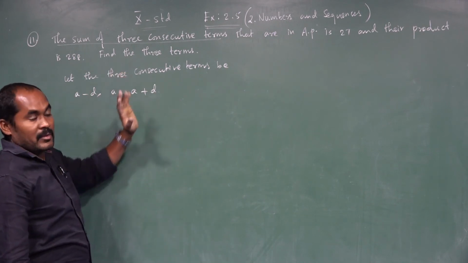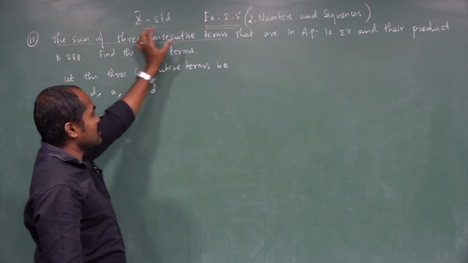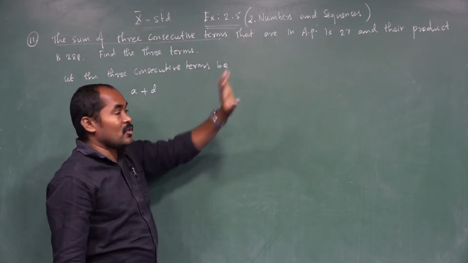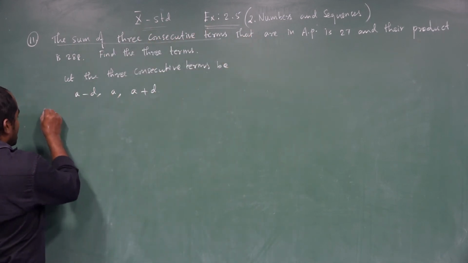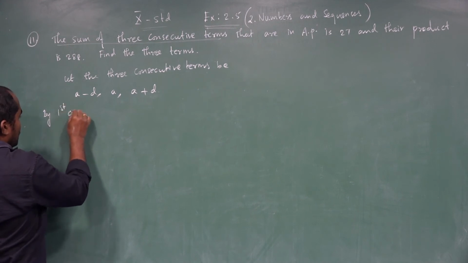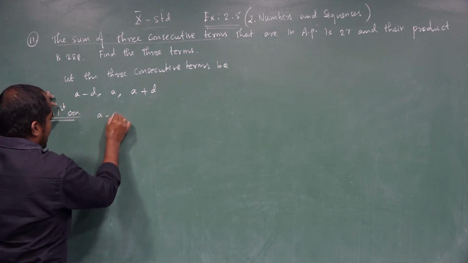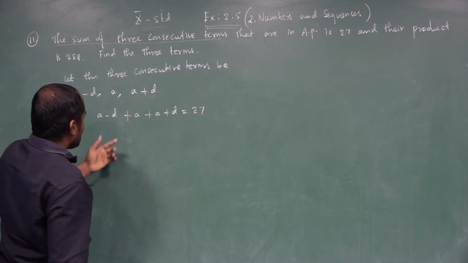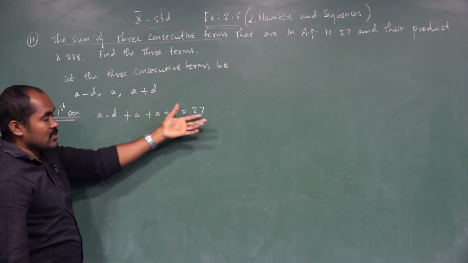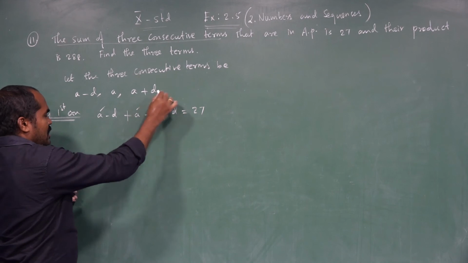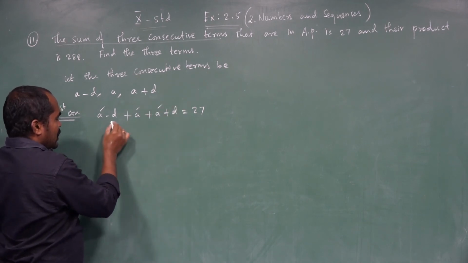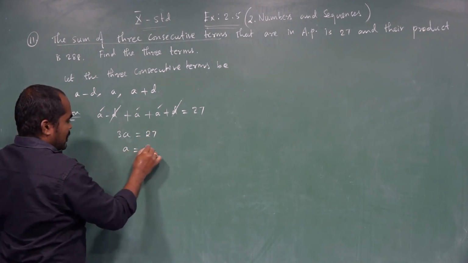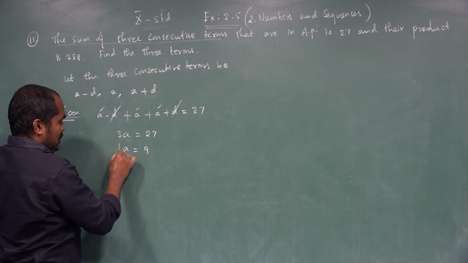The terms are in AP, and their sum is 27. That is our first condition: the sum of the three consecutive terms is 27. So A minus D plus A plus A plus D equals 27. A plus A plus A is 3A, and minus D plus D cancels, so 3A equals 27. A is equal to 9, because 27 by 3 is 9.